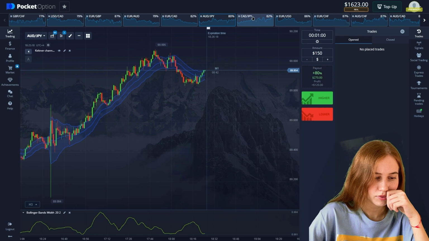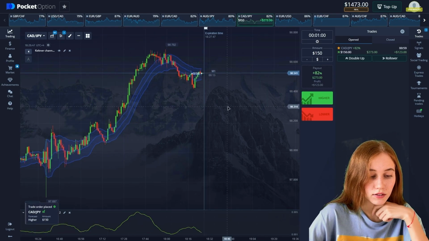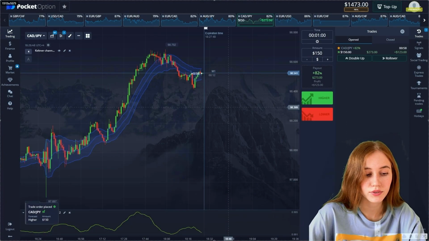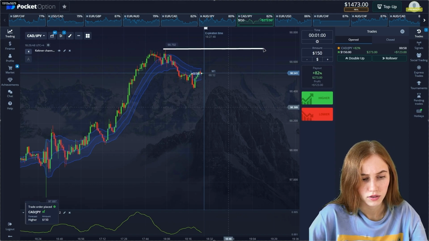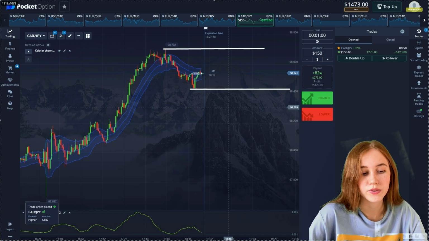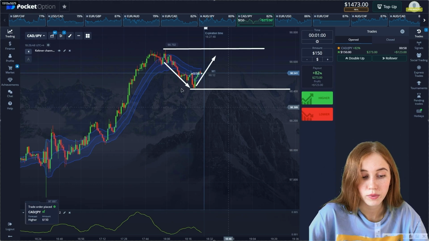So let's open up and let's begin our analysis. If we highlight a resistance area and a support area, we went down to this support area for quite a long time. Then there was a reversal to the support area. So we opened up.